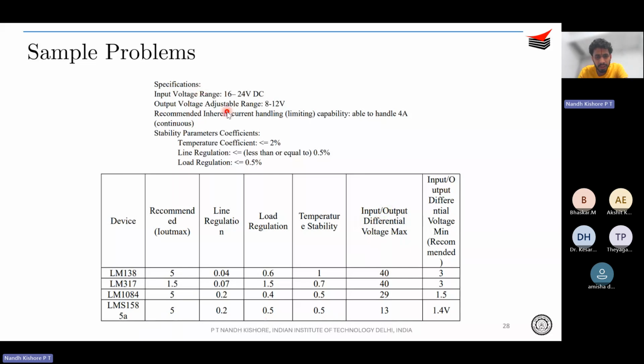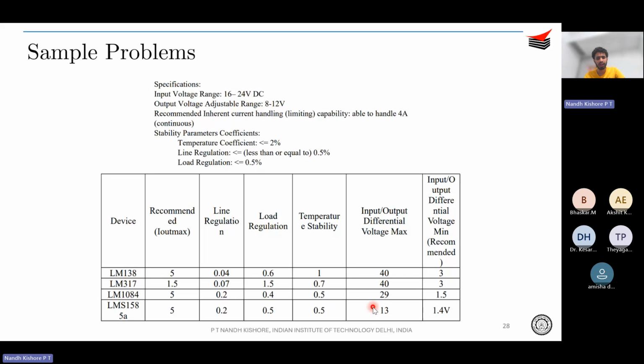So the required value is over here. You see, input can range from 16 to 24, output can range from 8 to 12, right? So you take the worst case scenario. Worst case is high input voltage and very low output voltage. So high input voltage of 24 volts and very low output voltage of 8 volts, right? So the differential is what? 24 minus 8, that is 16 volts. Okay, it should be able to handle at least 16 volts.